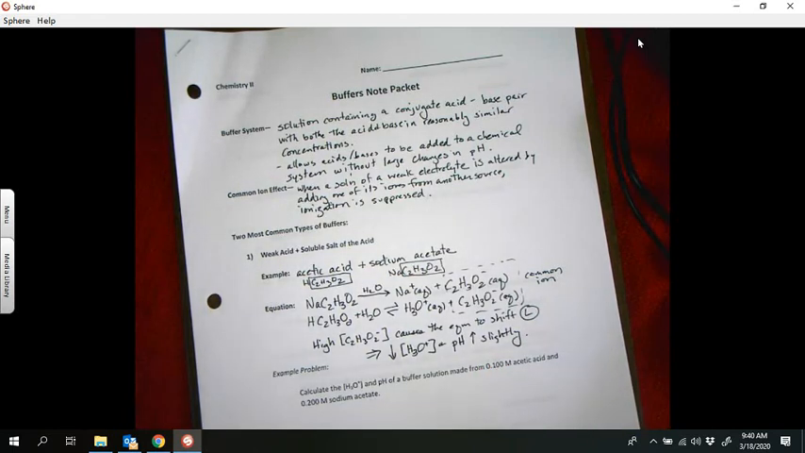In the next video, we're going to look at an example problem using our old method, and then we're going to derive a new method to be able to calculate this a lot easier.